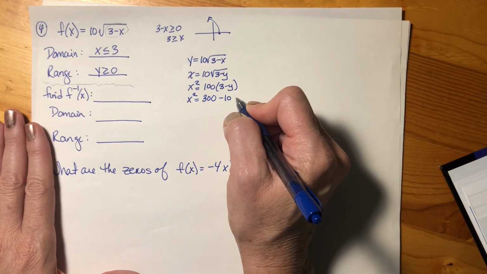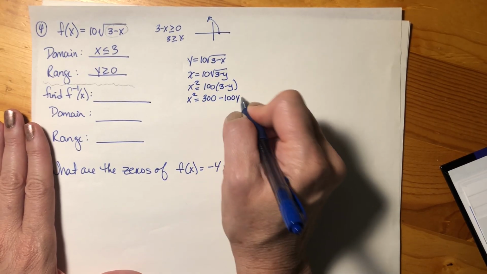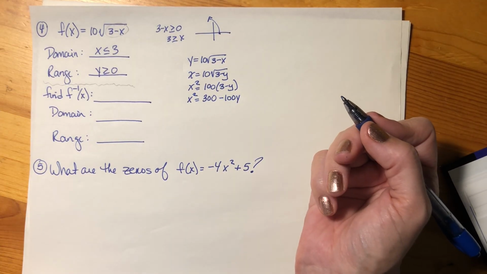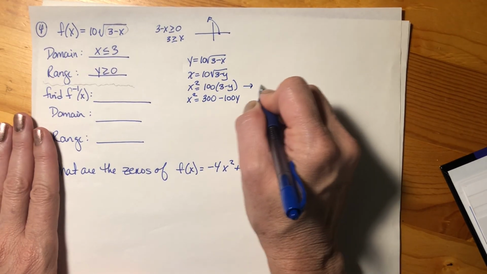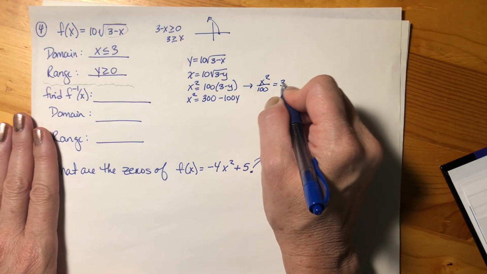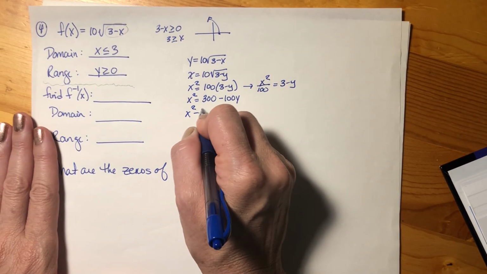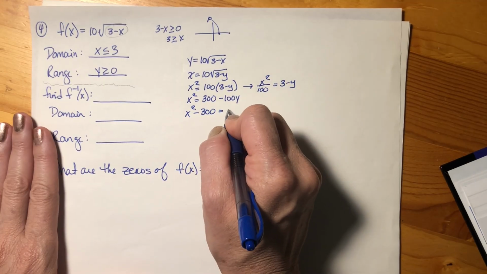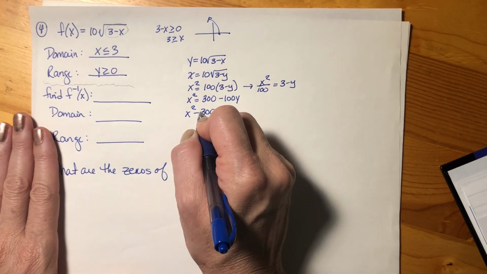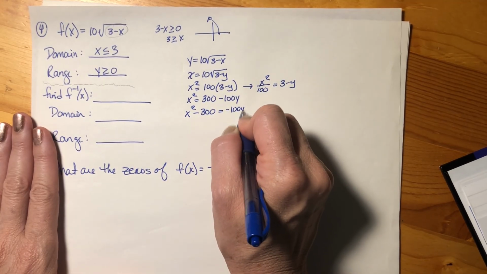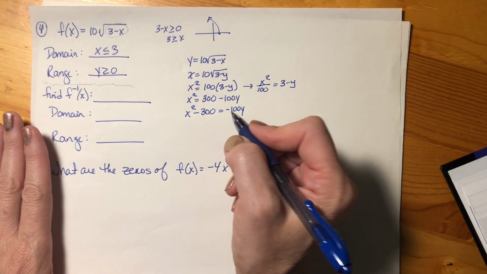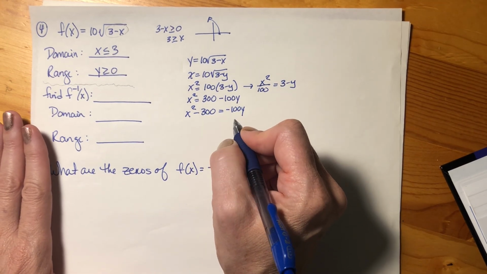Oh, that was really ridiculous, wasn't it? I should have just divided everything through by 100. Wouldn't that have been faster? So I have x squared over 100 equals 3 minus y. I guess it will end up with the same thing. So x squared minus 300 equals negative 100 y, I'll divide everything through by negative 100.